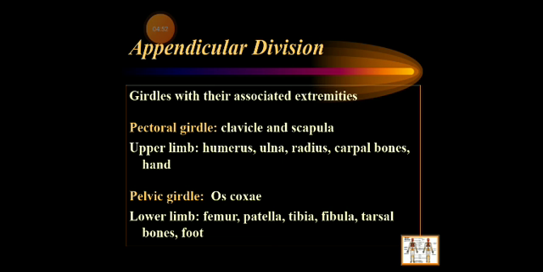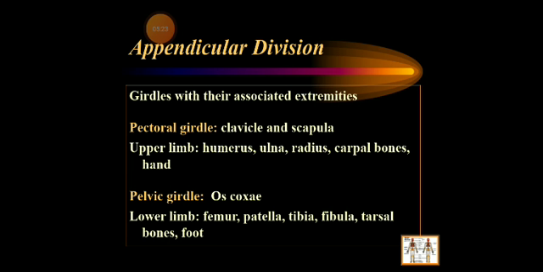In the appendicular division we have girdles, which are available with their associated extremities. First is the pectoral girdle. It includes the clavicle and scapula along with the bones of the upper limb, which are in pairs, like humerus, ulna, radius, and carpal bones of the hand.